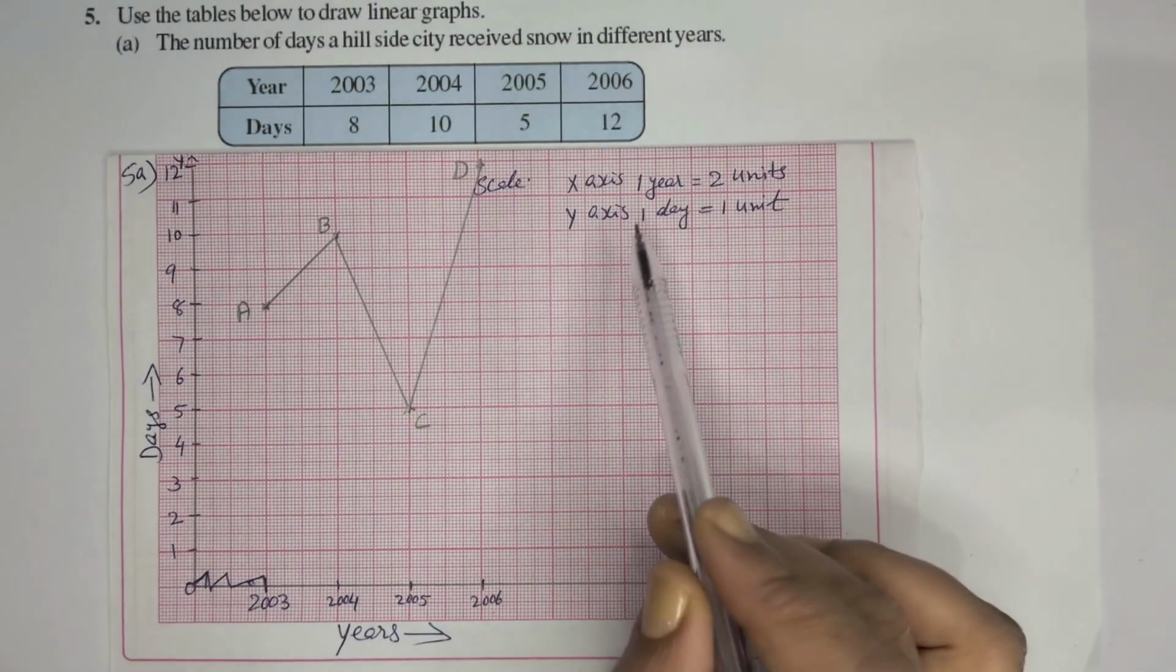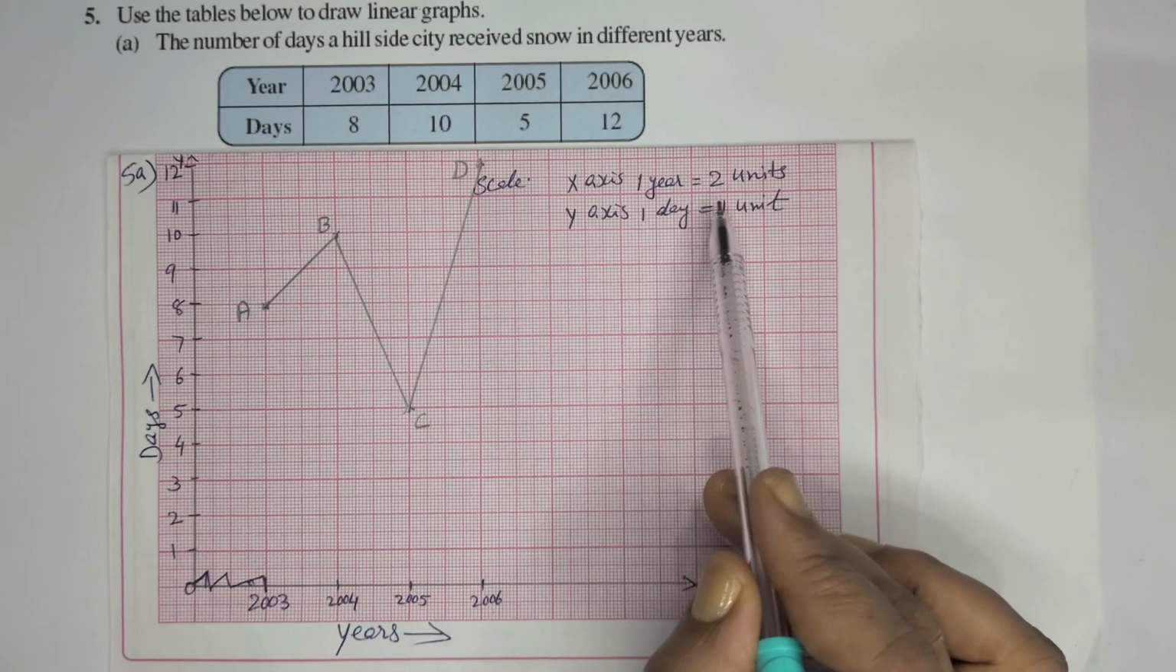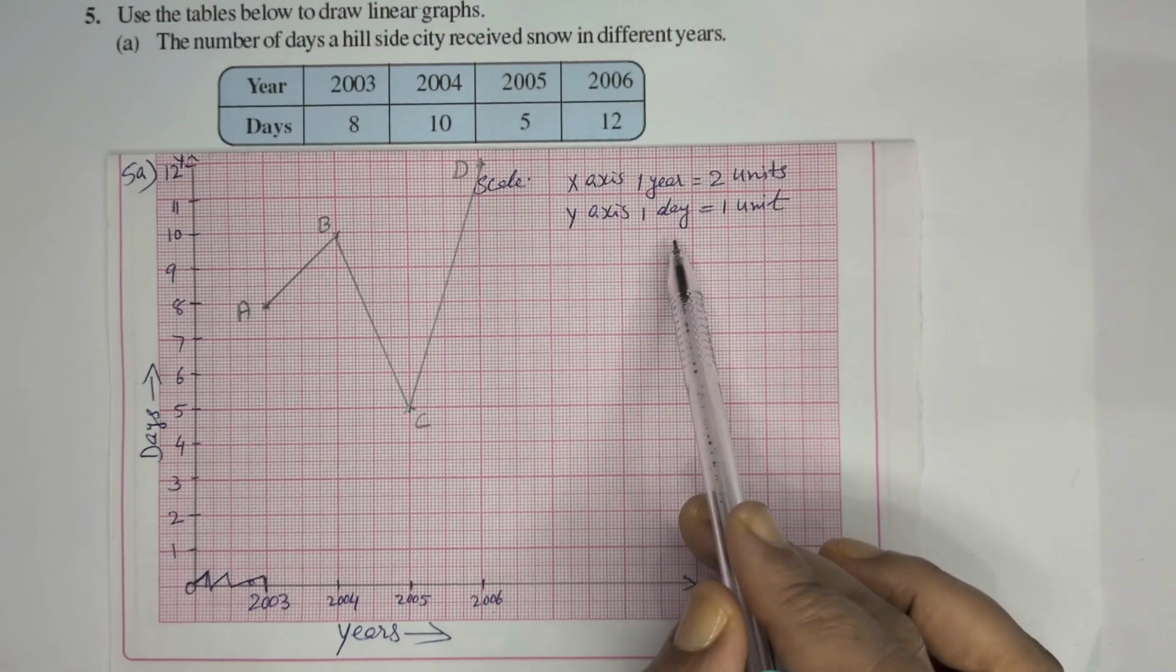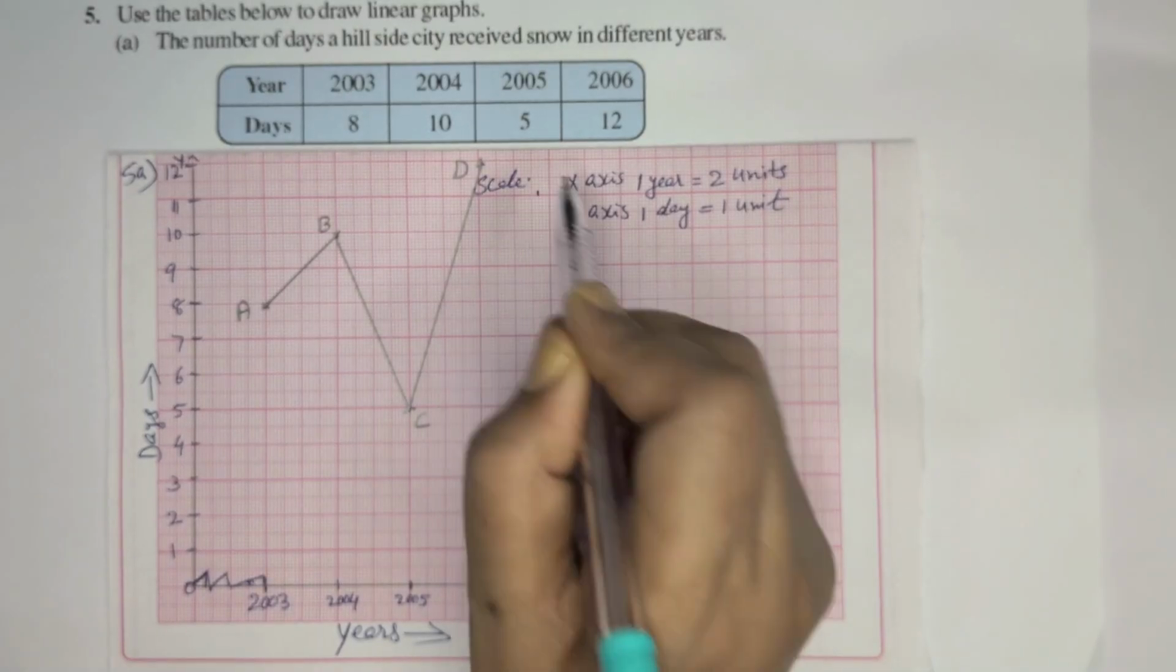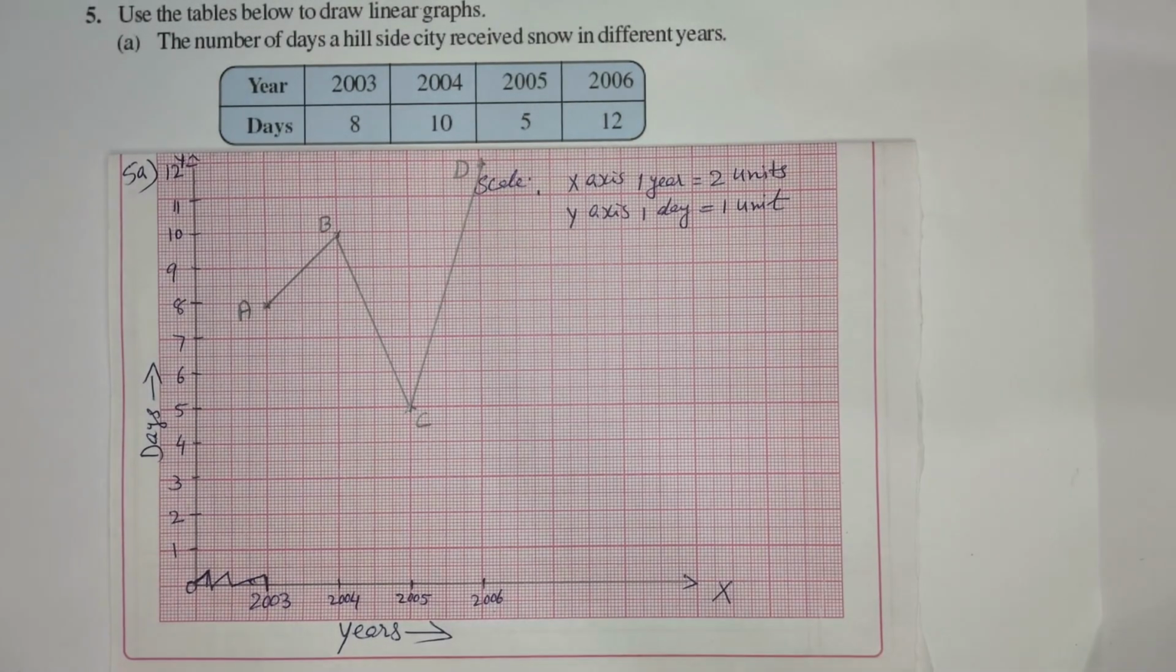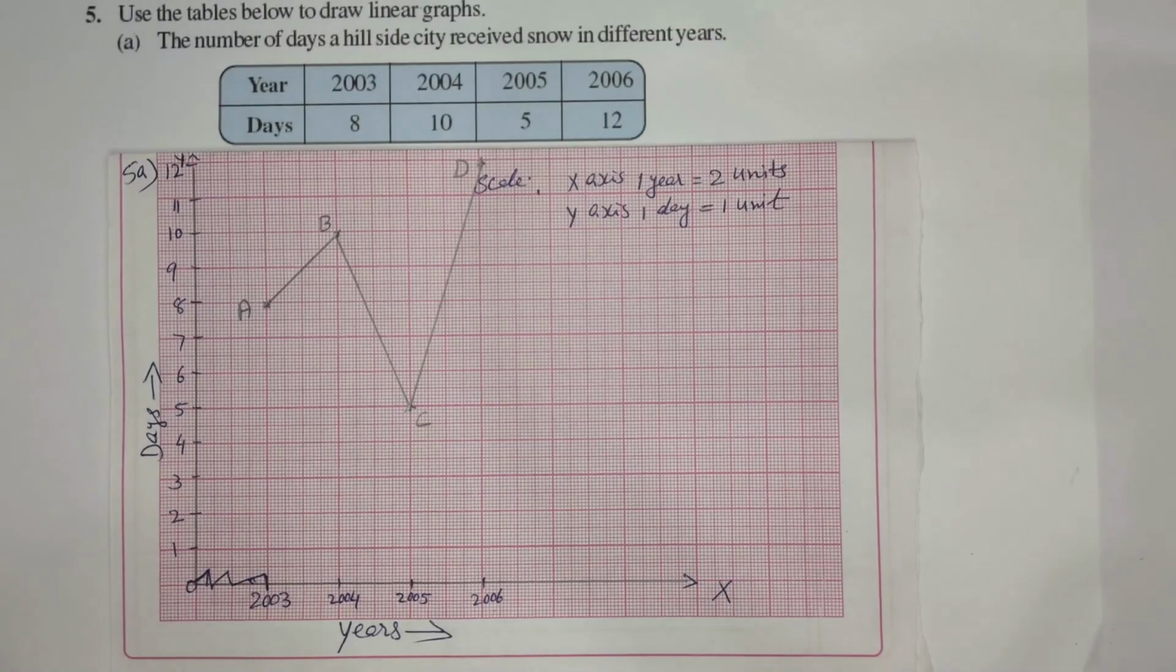Here the x-axis is taken as 1 year equal to 2 units, the y-axis 1 day is equal to 1 unit, that is the scale. This is the linear graph representing the given table.